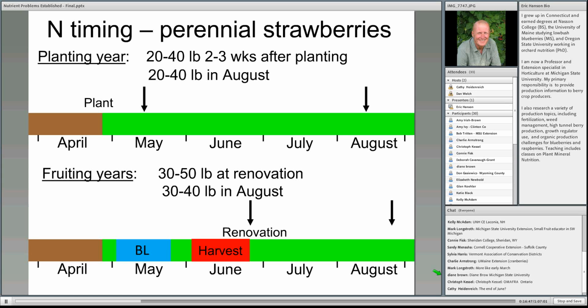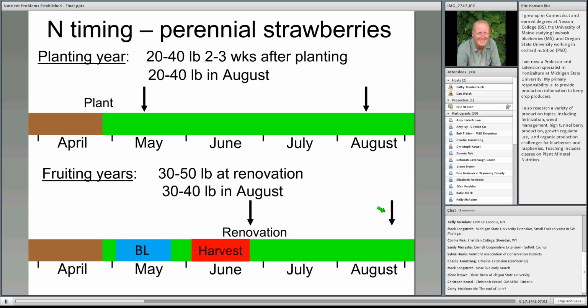During a fruiting year, things change somewhat. So here we're recommending applications of 30 to 50 pounds of nitrogen applied at renovation time after harvest, and then about the same amount of nitrogen applied in late August or early September.